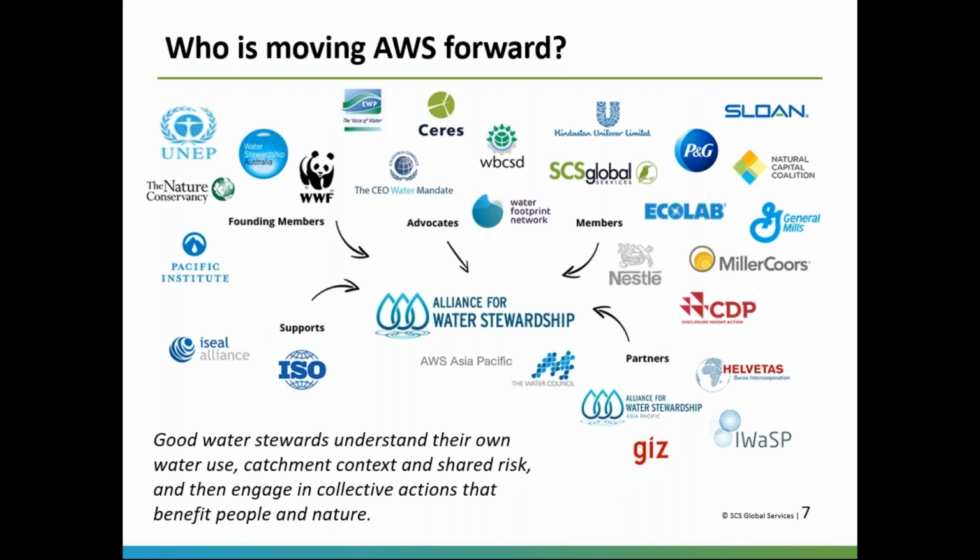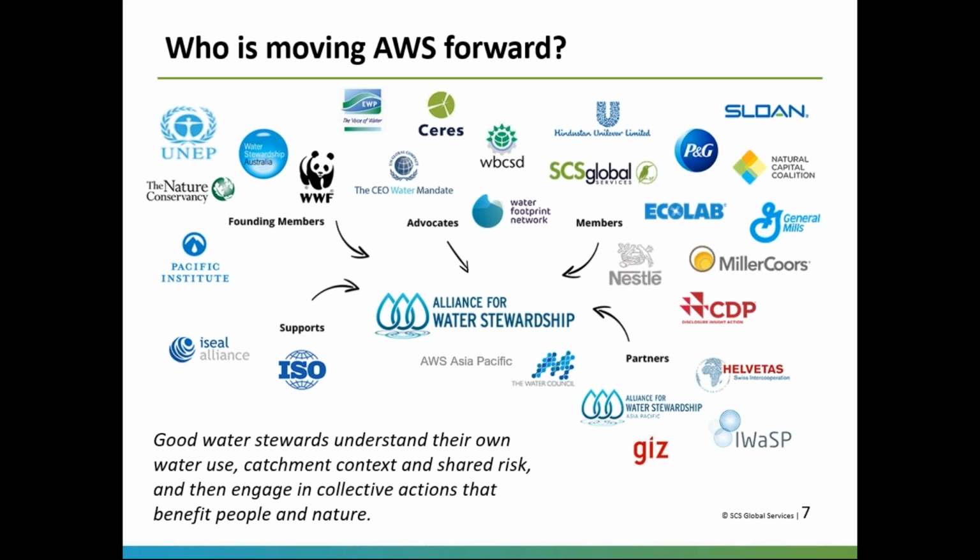So who's moving the Alliance for Water Stewardship forward? This is a good graphic here, does a good job of emphasizing the unique and important collaborations that make up the Alliance for Water Stewardship. You'll notice private sector organizations like Nestle, Nestle Waters, Procter & Gamble, General Mills, along with NGO groups like WWF, the Nature Conservancy, and CEO Water Mandate.